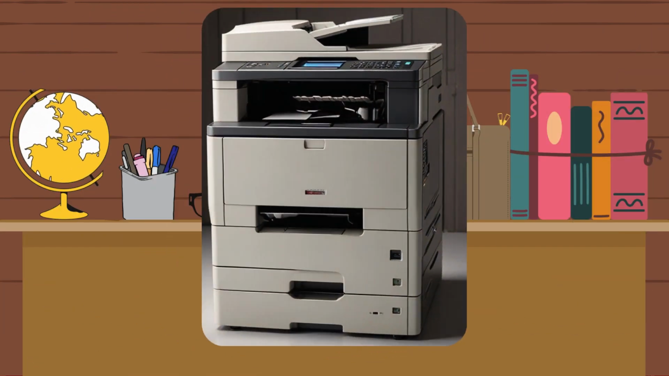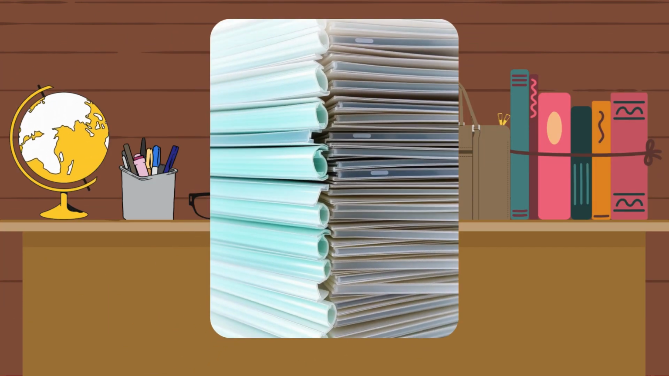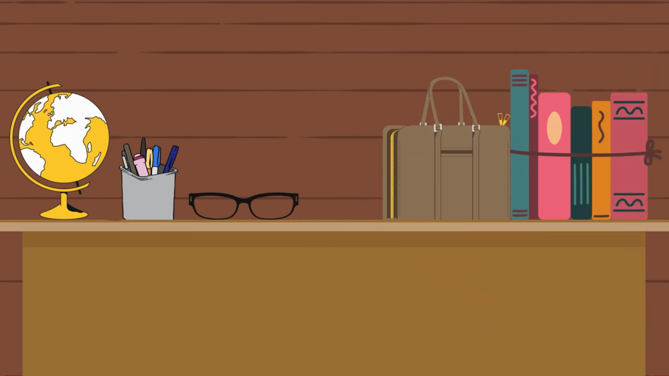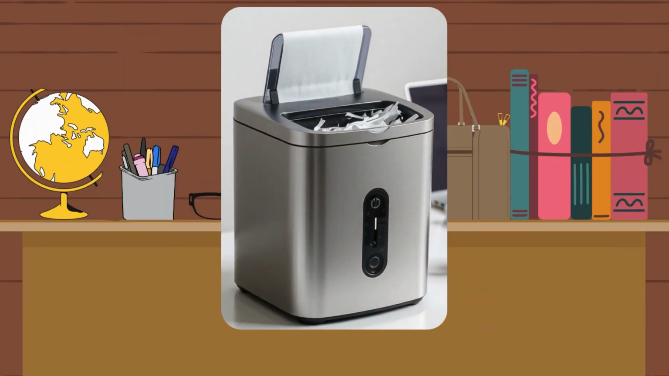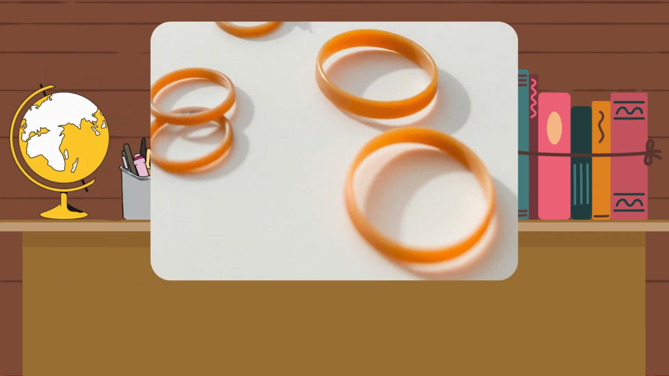What is this? This is a photocopier. What are these? These are files. What is this? This is a shredder. What are these? These are rubber bands.